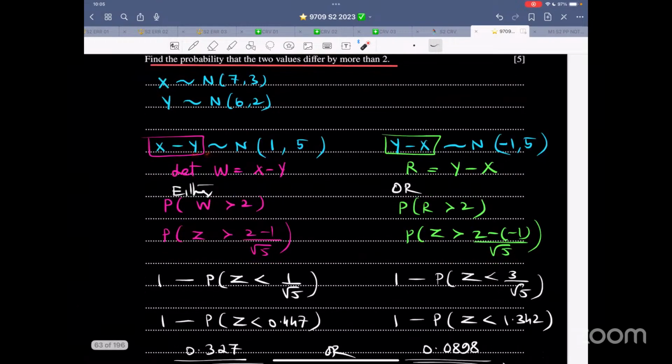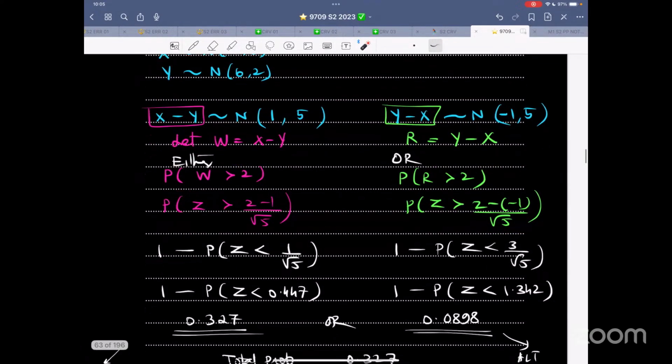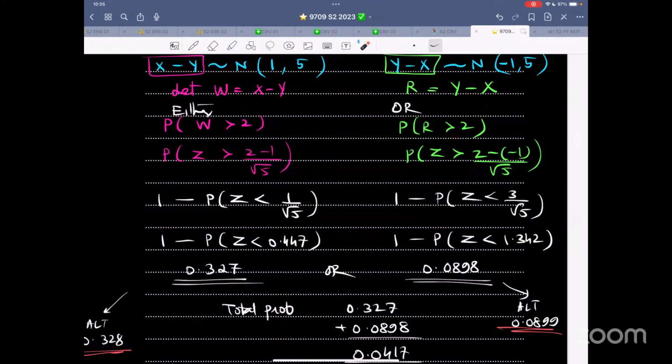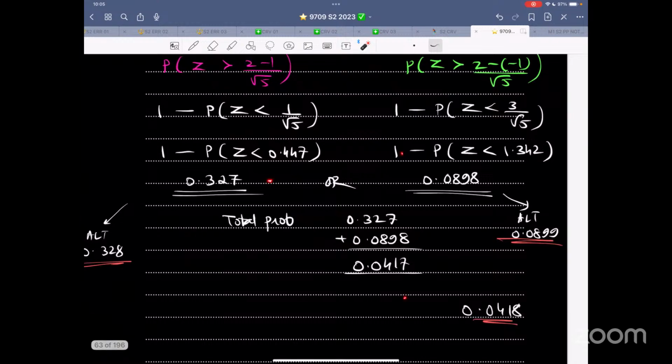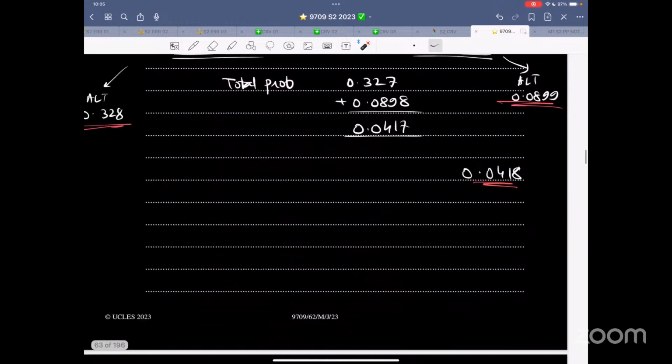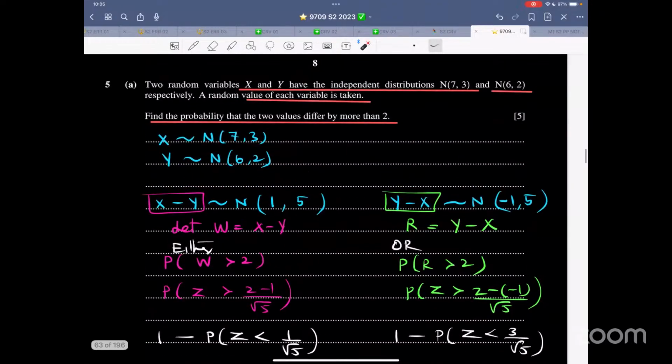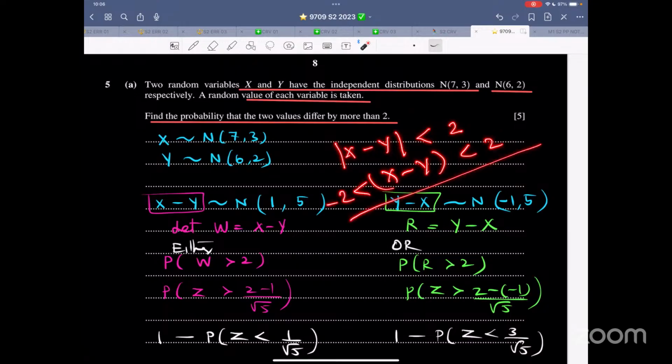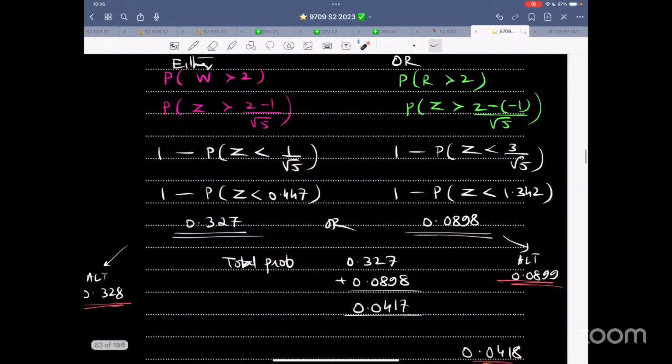So X minus Y follows this distribution, Y minus X follows this distribution. The mean was positive over here, the mean was negative over here. Let's call this W. Let's call this R. Probability W is greater than 2. Probability R is greater than 2. You get two different probabilities. You add it up. Now, there was a question in which when you add it up, it was getting greater than 1. So I think a better idea is this: modulus of X minus Y is less than 2. Therefore, X minus Y lies between 2 and negative 2. And then you can work it out. This is better in case the probability exceeds 1.